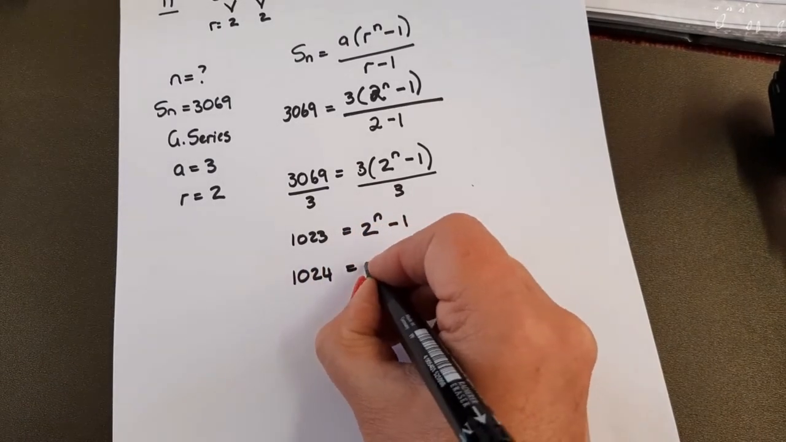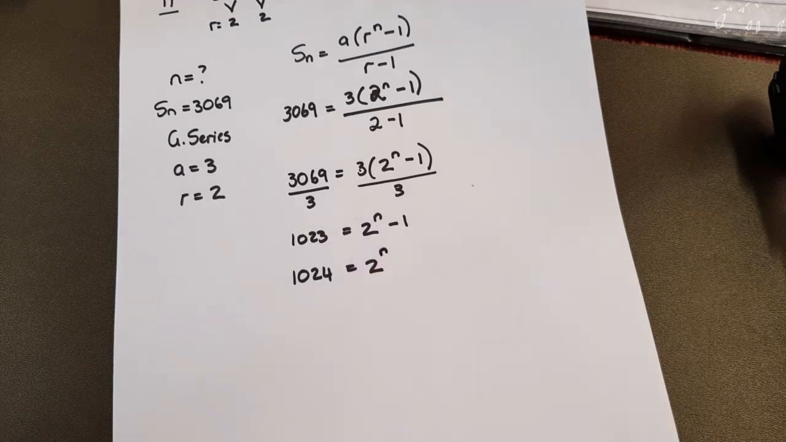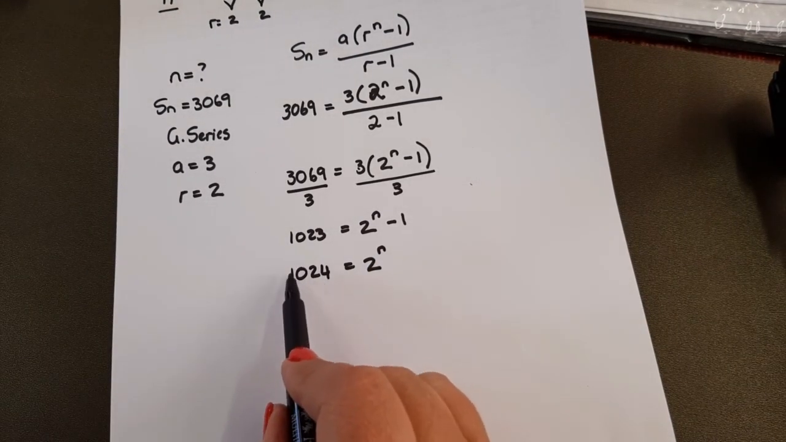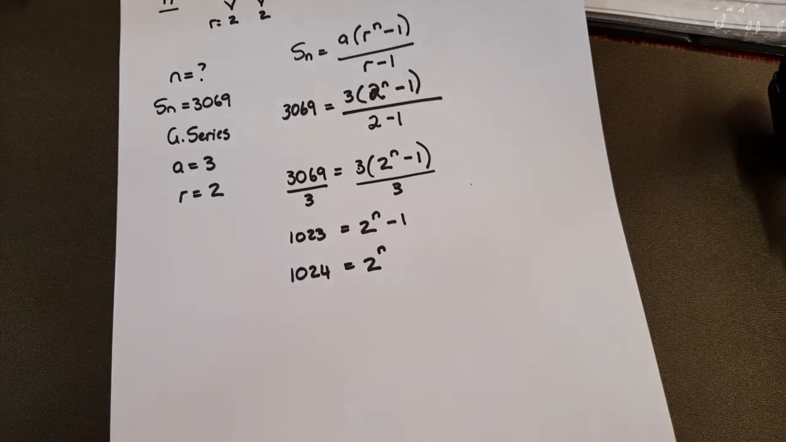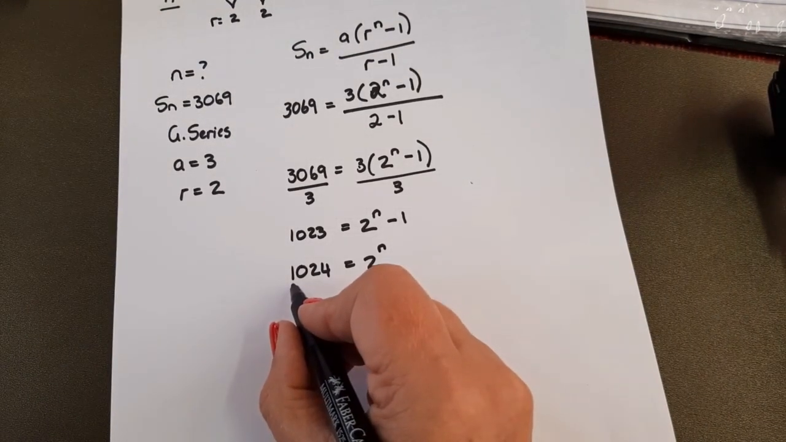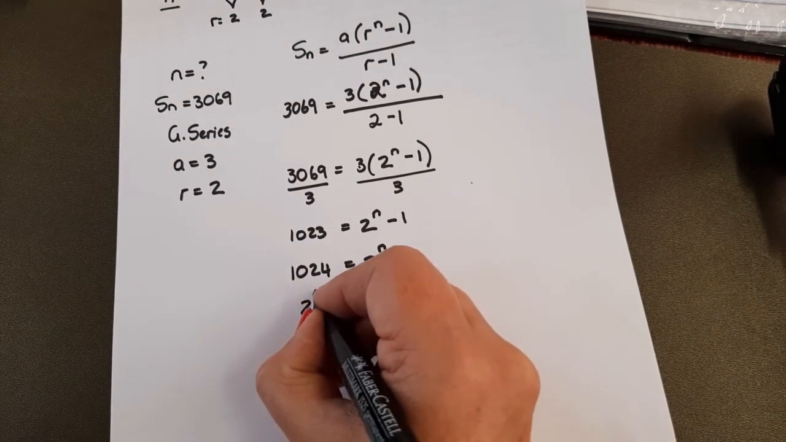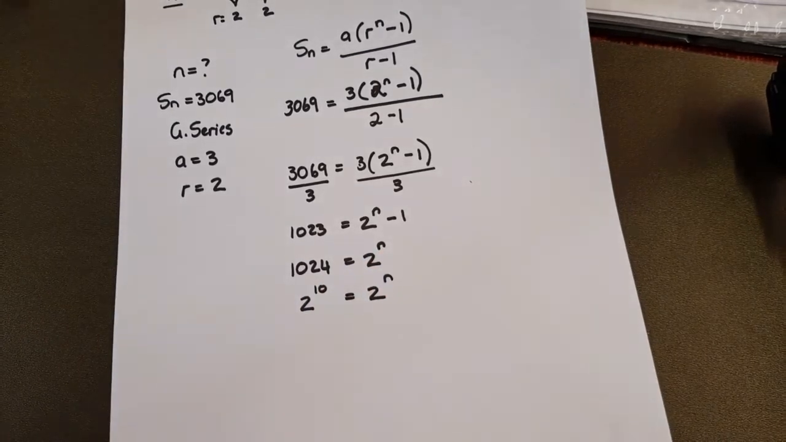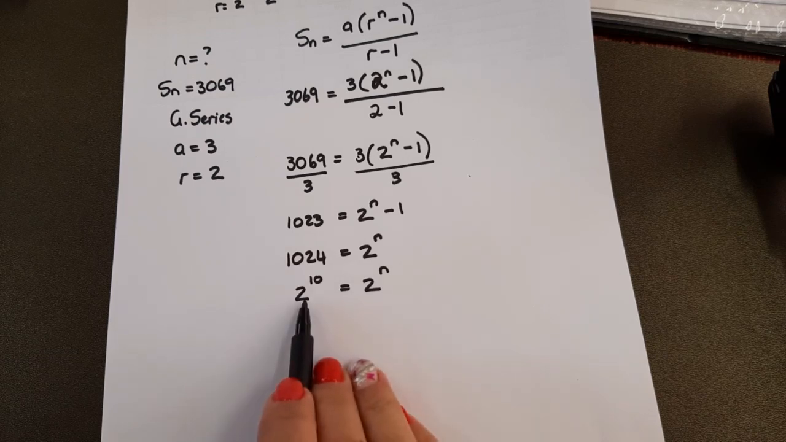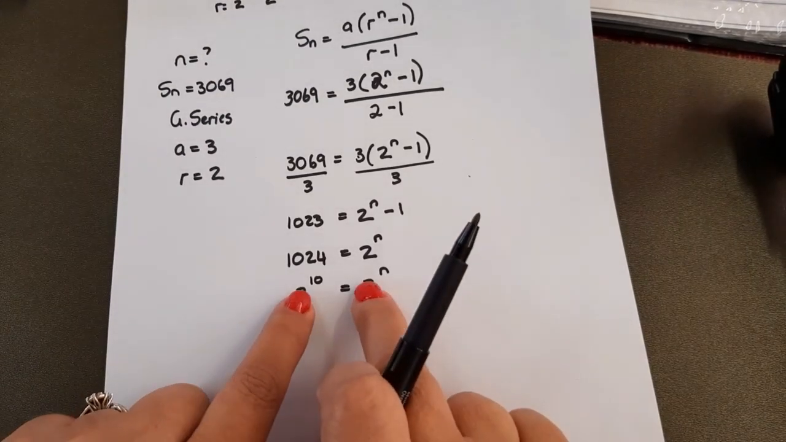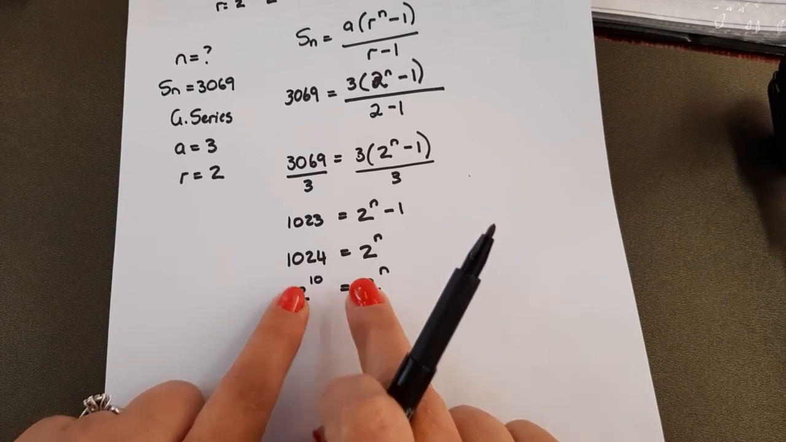1024 equals 2 to the power of n. I need to rewrite this number as a base of 2, and 1024 is 2 to the power of 10. When you have an equation with the same bases on both sides, you can take them away and n will be 10.